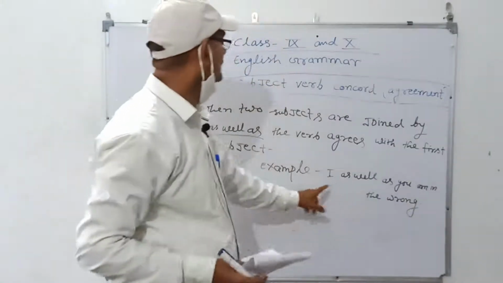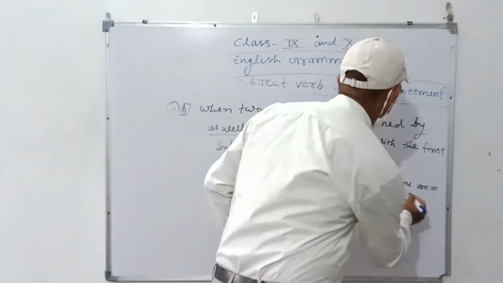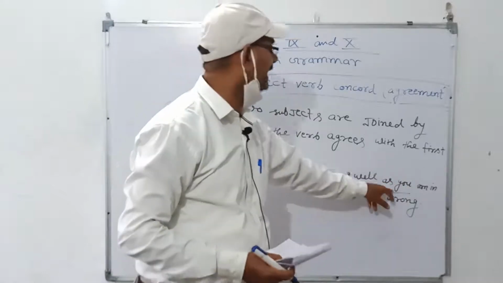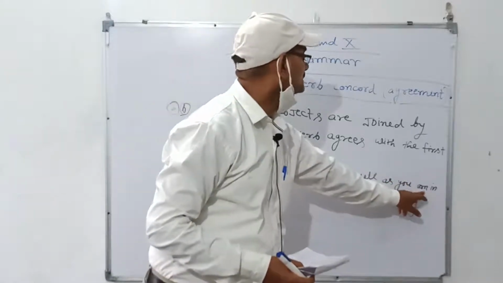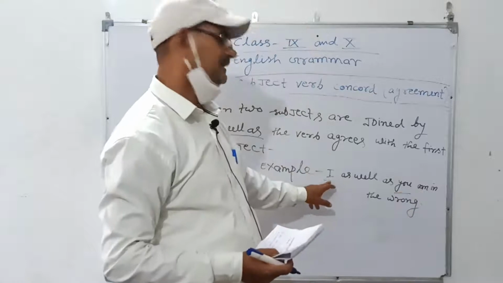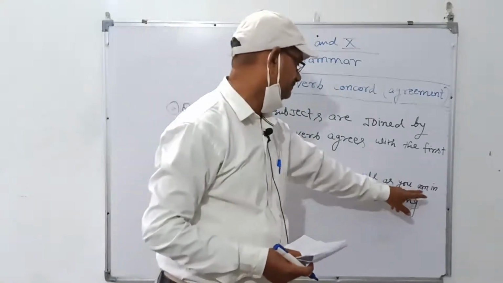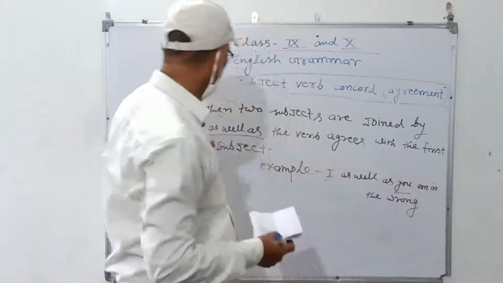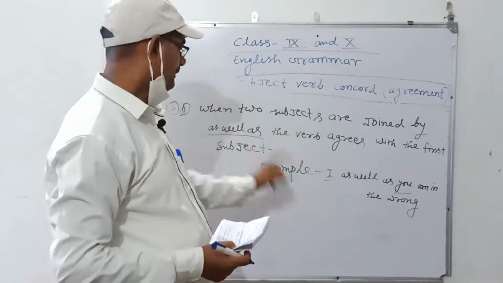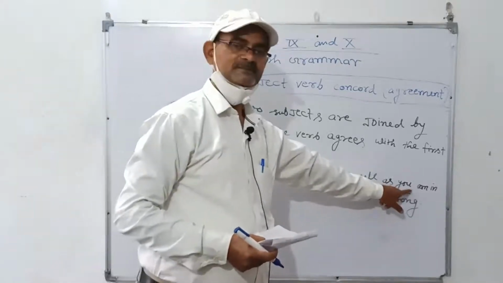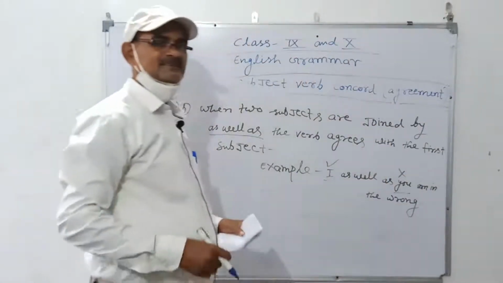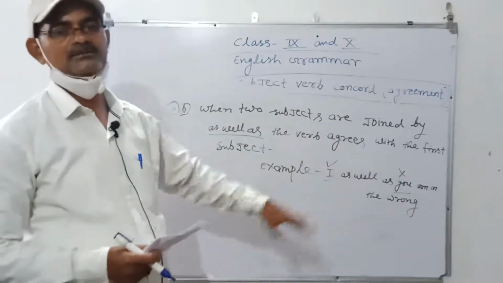In this example, I and you are two subjects joined with the help of as well as. The main verb is am, and it follows the first subject: I am. So according to this rule, when two subjects are joined by as well as, the verb agrees with the first subject, not with the second subject.